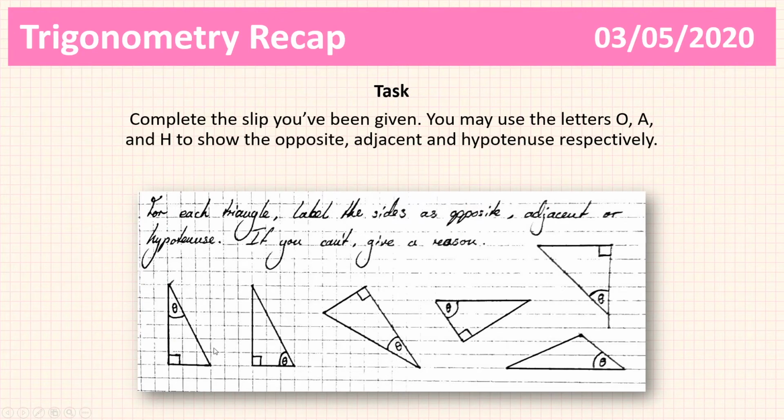So here are some triangles. I'd like you to label them opposite, hypotenuse, adjacent. That's what I need you to do. Off you go.